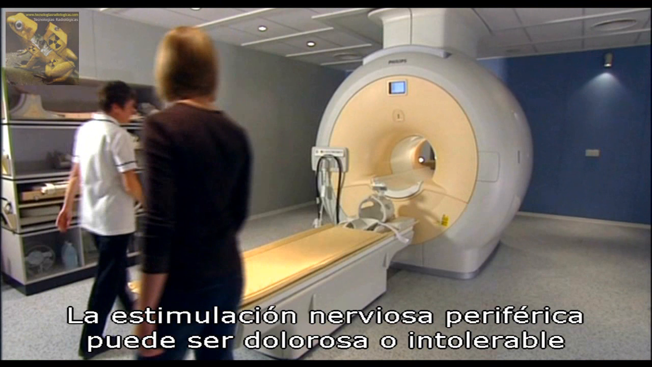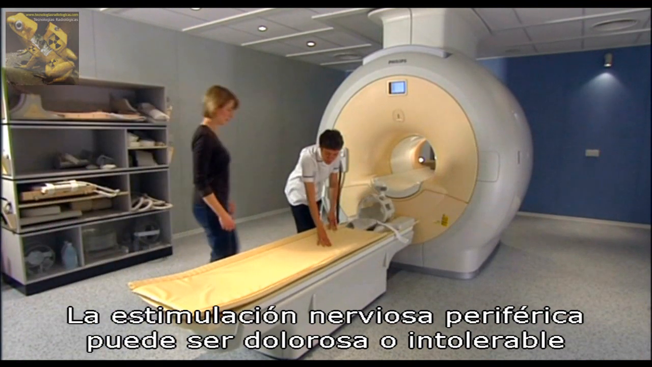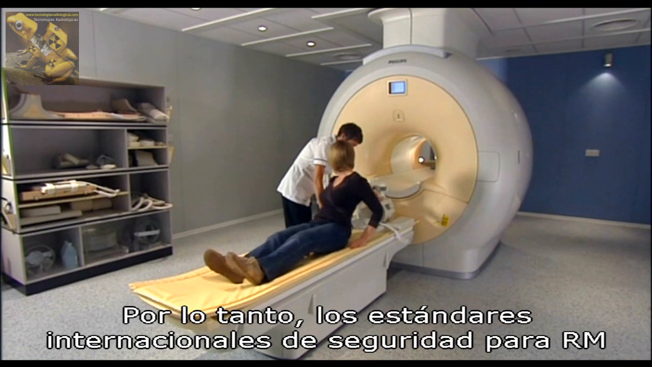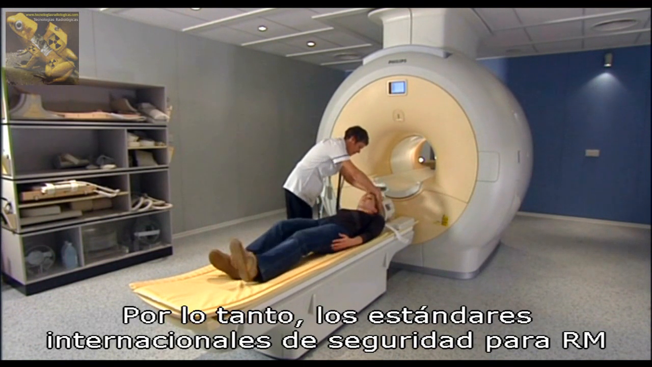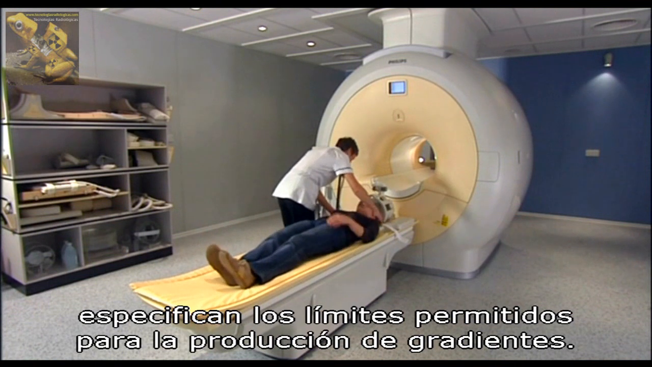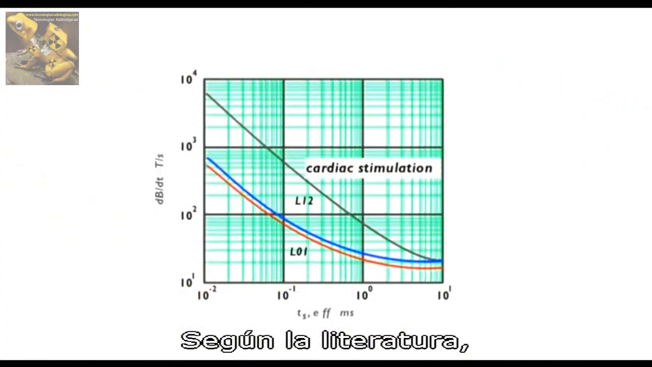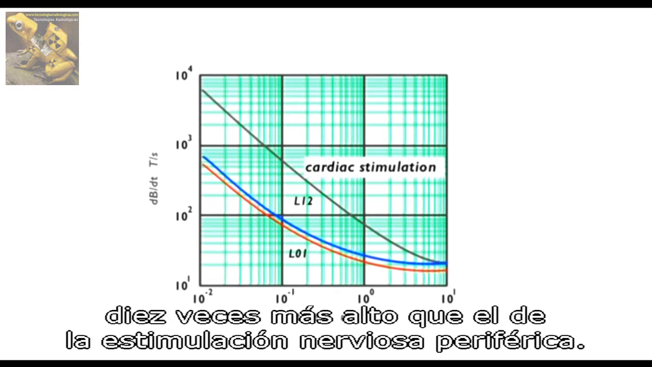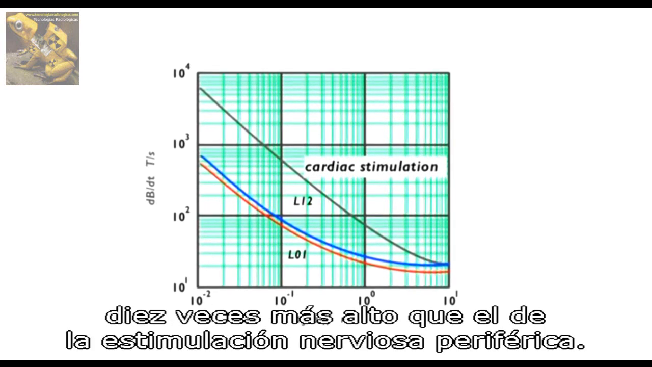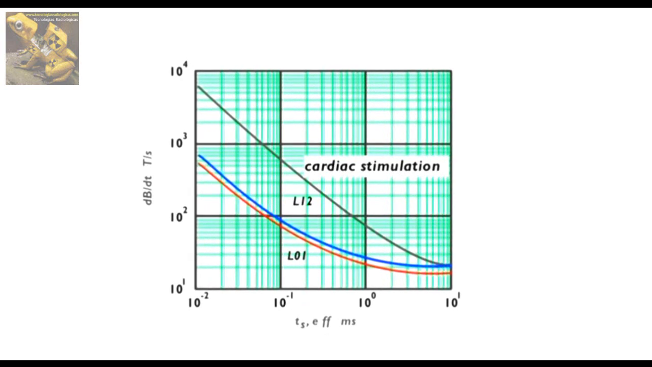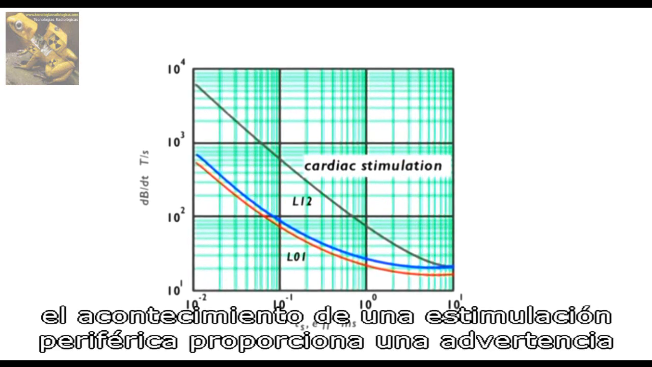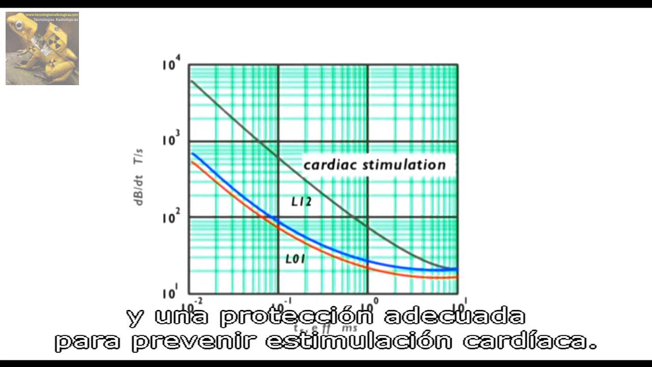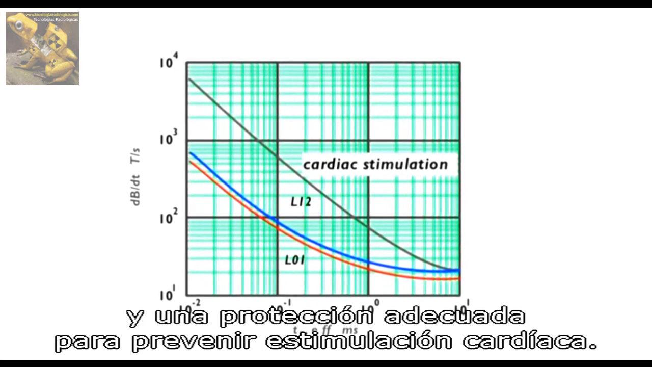Peripheral nerve stimulation can become painful or even intolerable at the stronger gradients of modern MR systems. Therefore, the International MR Safety Standard specifies limits for the allowed gradient output. From the literature, it is known that the threshold level for cardiac nerve stimulation is about a factor of 10 higher than that for peripheral nerve stimulation. Consequently, the occurrence of peripheral nerve stimulation provides a good warning and protection level for preventing cardiac stimulation.